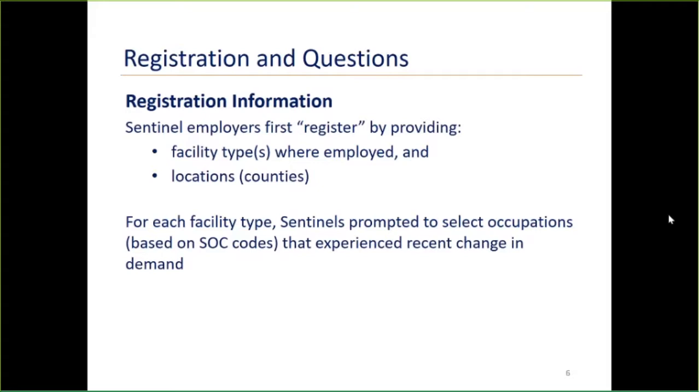the state of Washington. Then for each facility type that the Sentinel indicates, they are asked to select from a list of occupations that are based on SOC codes and select occupations that have experienced some sort of demand change in the past 3 to 4 months. And then the subsequent questions are all related to the selections they make at the beginning. So ask them to talk more about the occupations that are experiencing change.